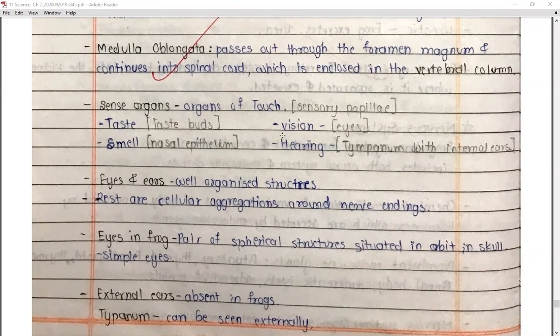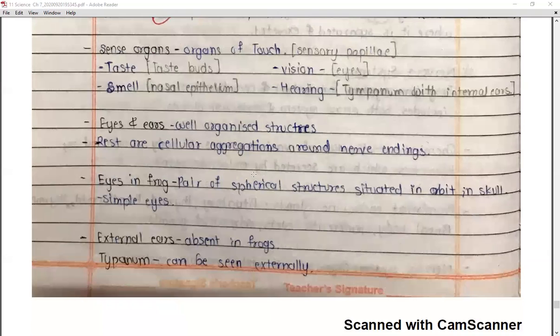This can be asked as a short question, right? In this, the eyes and ears are well organized structures, that means well developed organs. And the rest are cellular aggregations around nerve endings. The other sense organs are made up of different cells, and these cells are made up of several nerve endings, right?